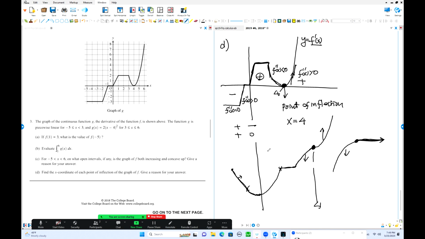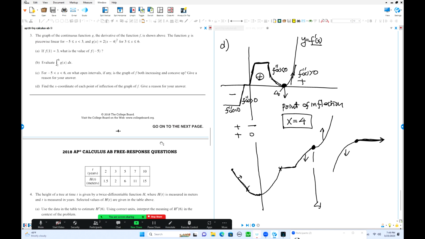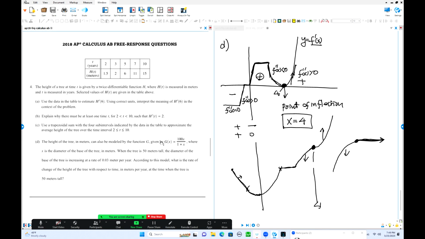So choice D is, well, x is 4 only, right? That is the only one inflection point. Okay. That is number 3. Okay, now move on to number 4.